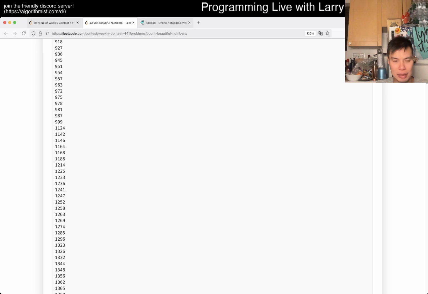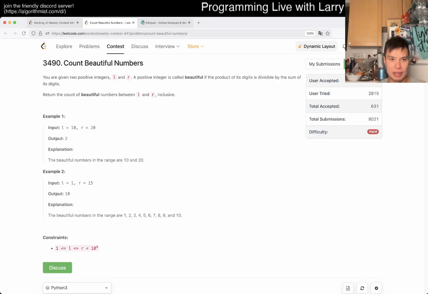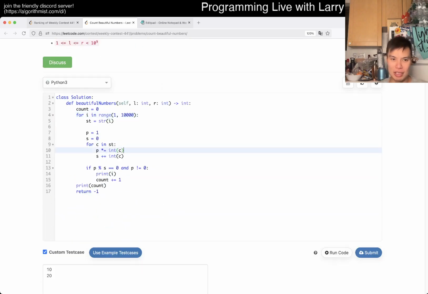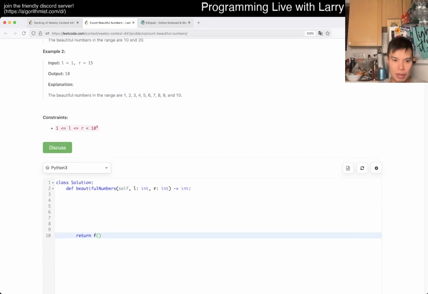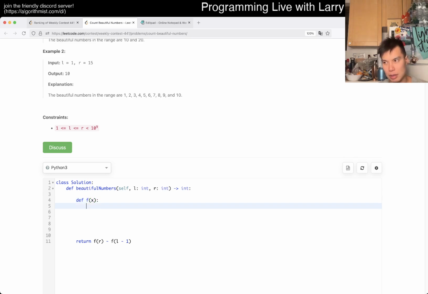Is it just digit DP? How would digit DP work? Yeah, I guess it's just digit DP. Why am I overthinking this? I don't know if it works honestly, but it makes sense to me. The f of r minus f of l minus 1. I think that's it, right? And then def f, we have x. Okay.